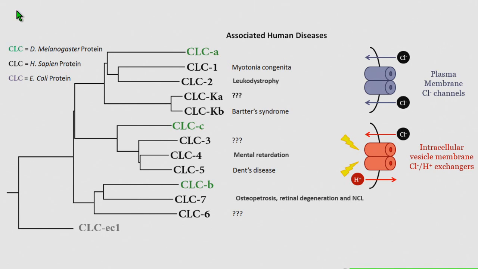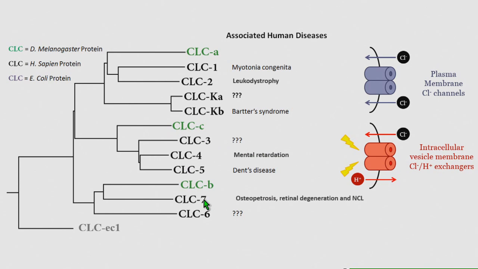So here's a phylogeny with the human proteins and the Drosophila proteins in green. And you can see there are 3 clear clades. Up here we have, I'm going to call these cliques today, even though they're not actually cliques, clique A here, and 4 mammalian homologs. Clique C is orthologous to CLC 3, 4, and 5, and clique B is homologous to CLC 6 and 7.